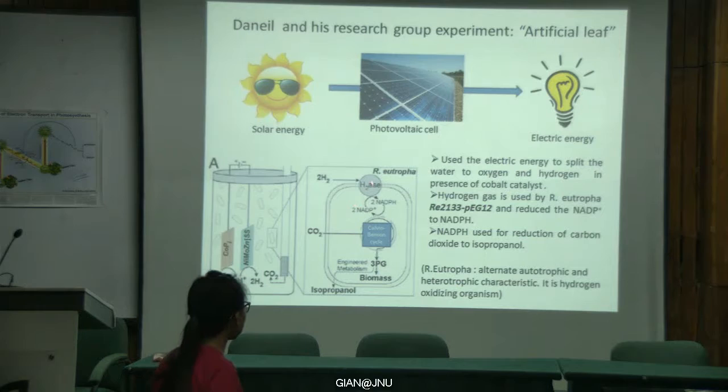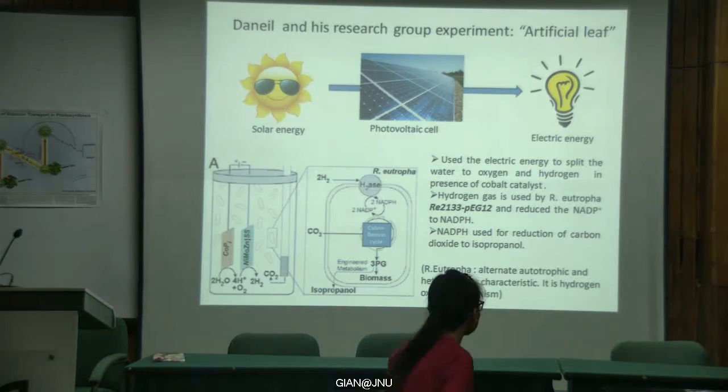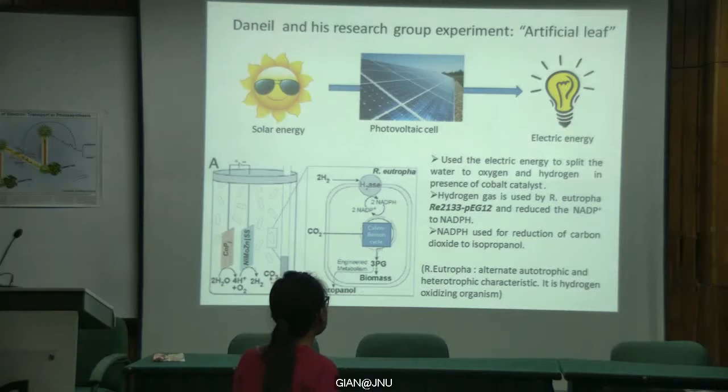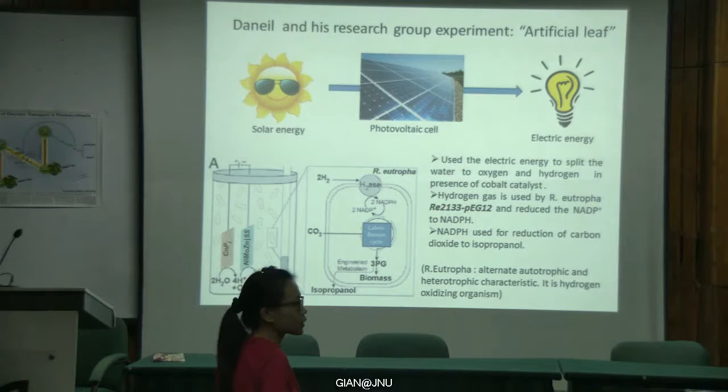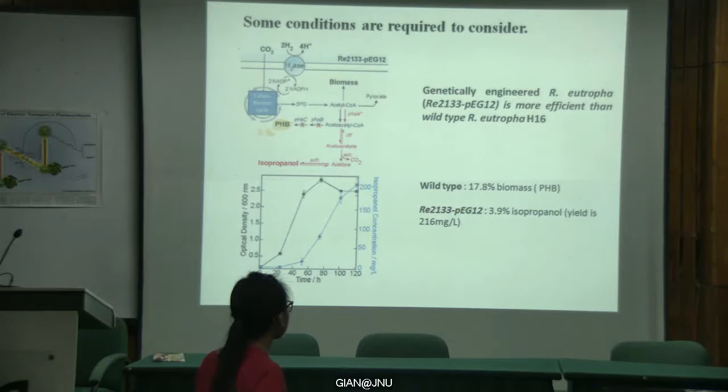So in this case, they used the wild type R. eutropha, and then a genetically modified R. eutropha. This is RE2115 with pEG12 plasmids. If they use this genetically modified bacteria, they can produce isopropanol, which is a desirable energy source. This is something we need to consider here. With genetically modified bacteria, the production of isopropanol is like 3.9%, but with the wild type, 7.8% of the biomass is not desirable to us.